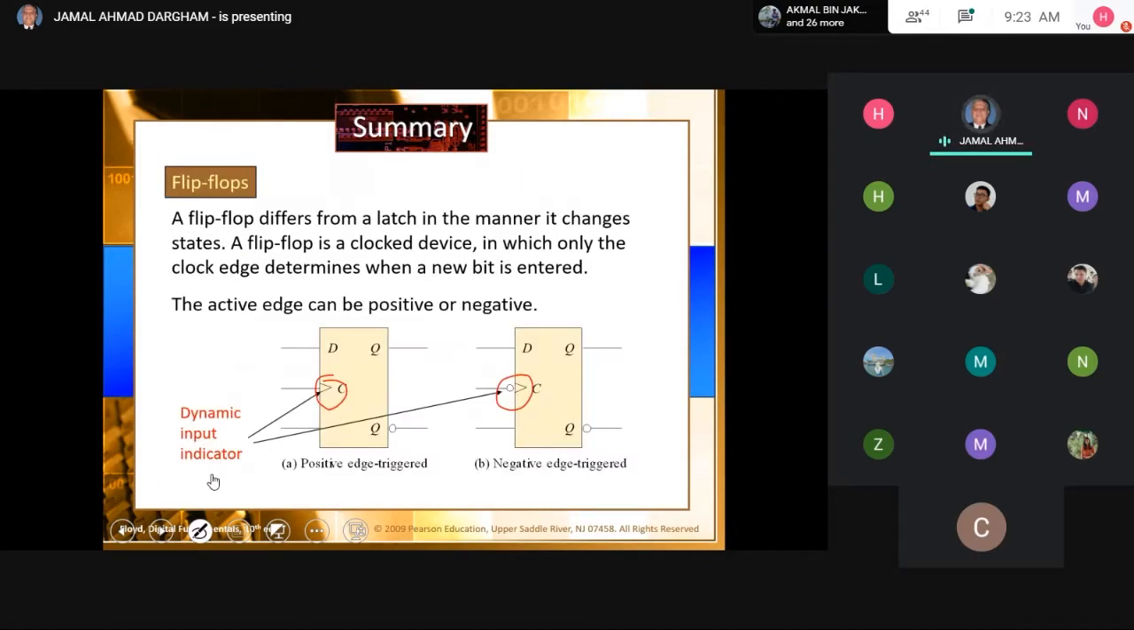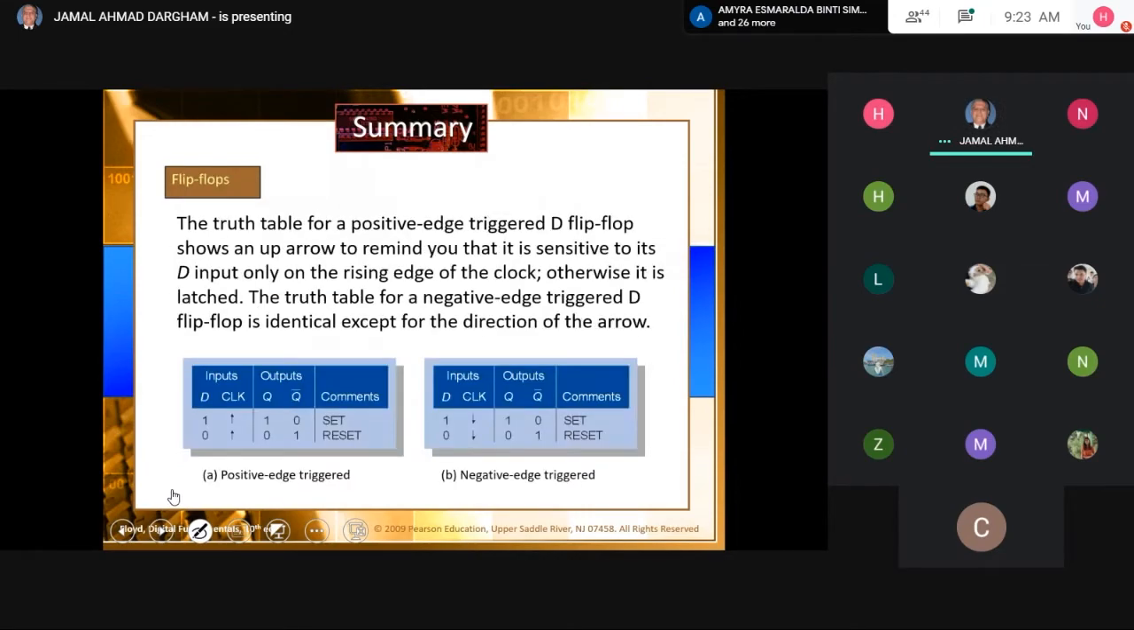But the flip-flop, no. We have studied, so if you look at the truth table for D flip-flop and D latch, they are identical. The only difference, there's no enable here.